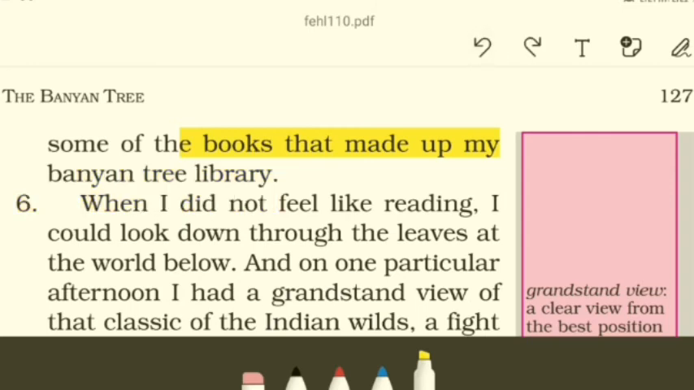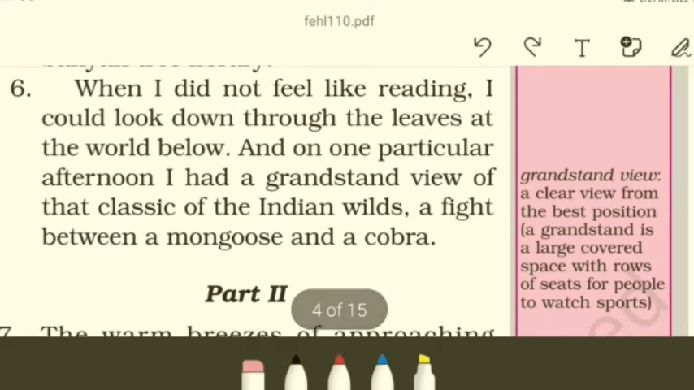So all in all, if we take a look at the way he has described his venture at the banyan tree, it seems quite enjoyable, isn't it? He used to sit there and read, watch the birds, and make friends with a squirrel and so on. It was quite exciting. Okay, let's continue reading.